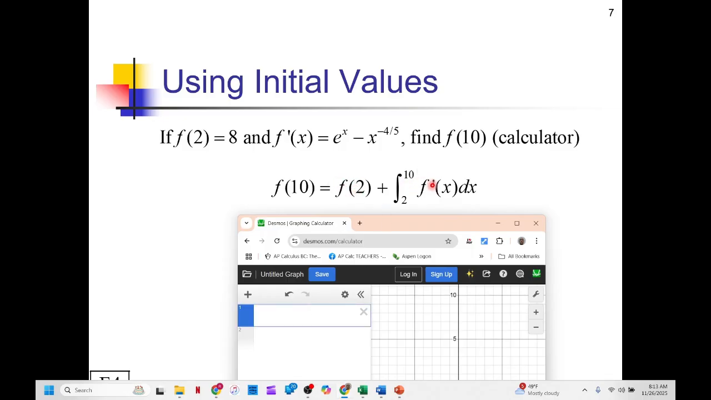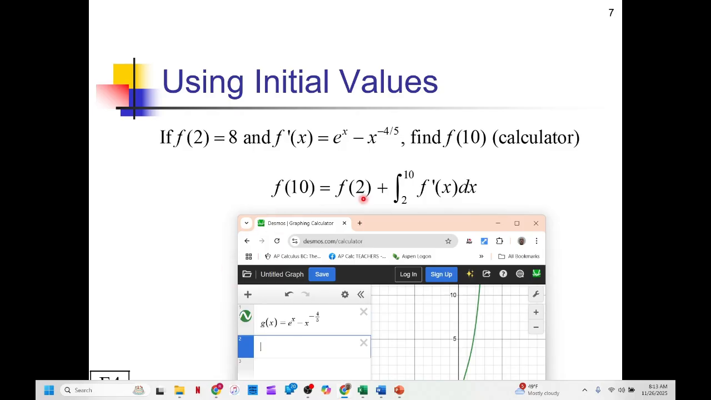Also, if you try to define something with f prime, it's also going to be unhappy. So typically you're going to want a different name like g or h or something to represent this derivative function. So we'll call this g of x. We'll just define this equals e to the x minus x exponent negative 4/5. All right, so that's the derivative f prime.